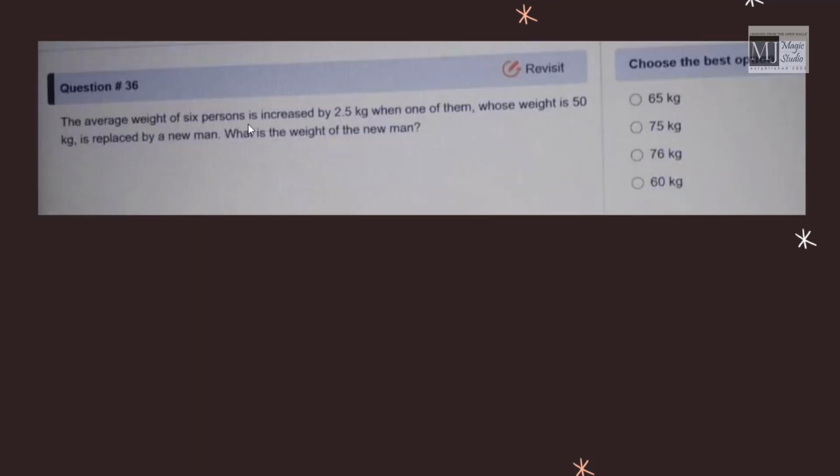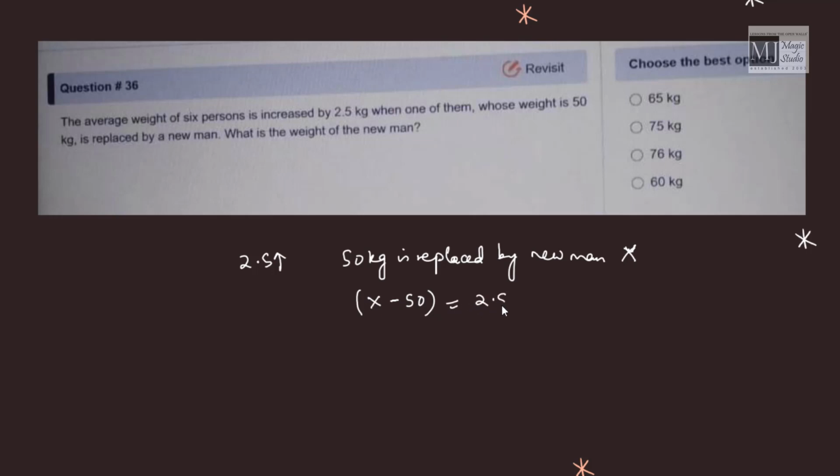The average weight of 6 persons is increased by 2.5 kg when one of them, whose weight is 50 kg, is replaced by a new man. Let the new man's weight be x. So x minus 50 is giving an effect of 2.5 kg for 6 people. 2.5 into 6 is 15. So x is 65 kg.